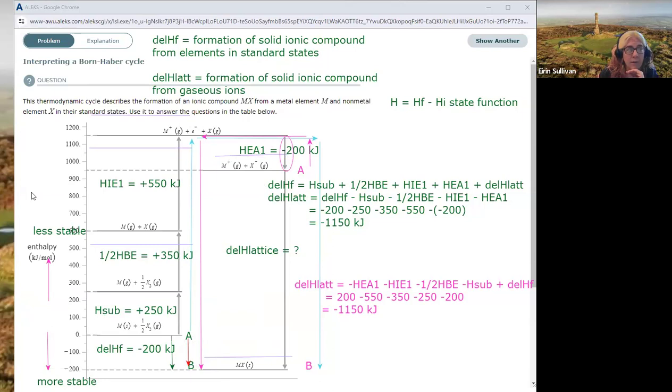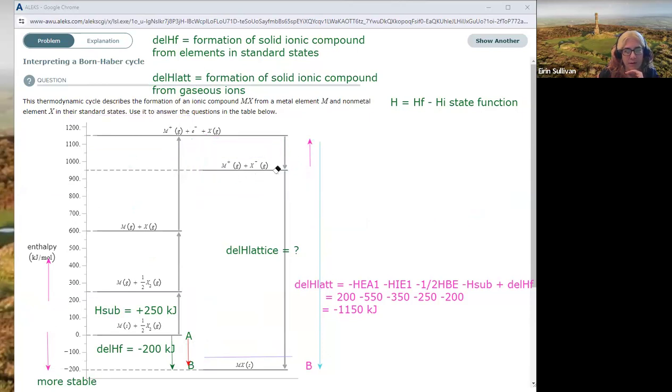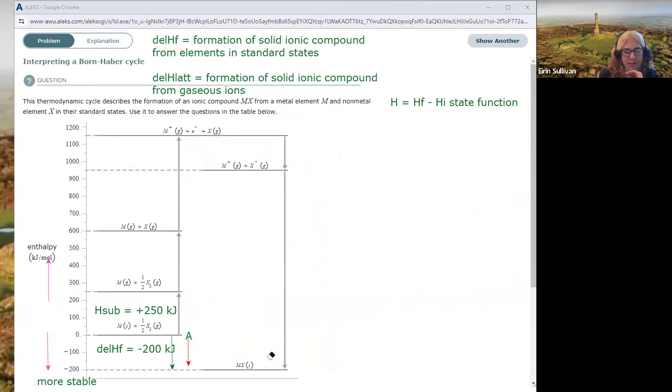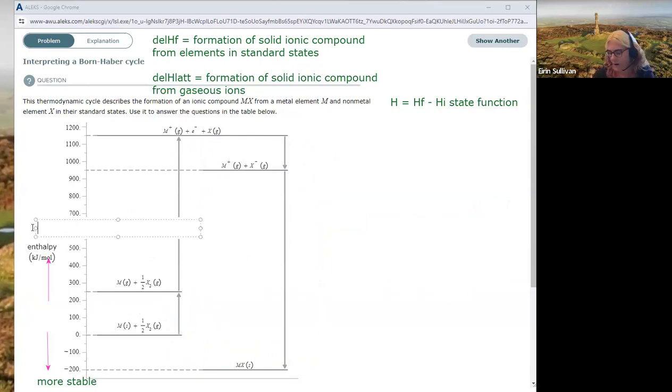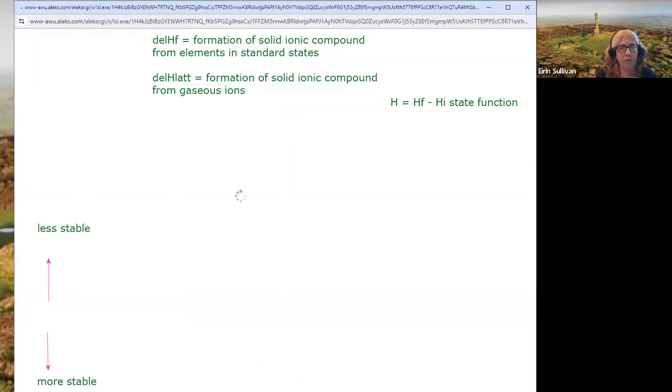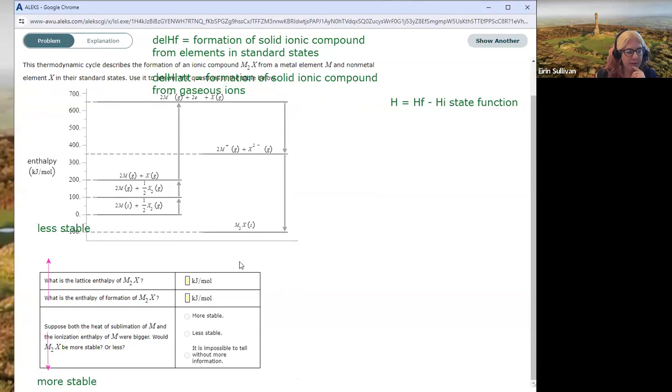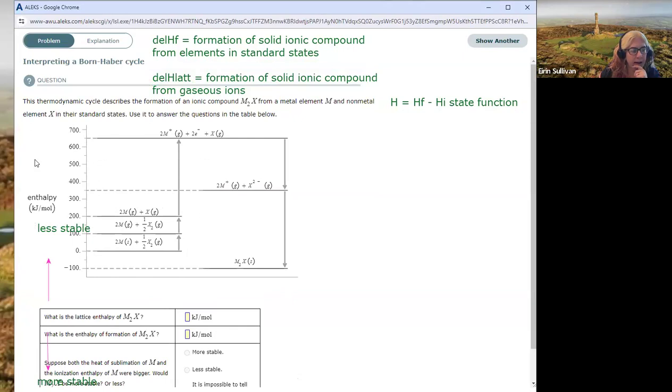Okay, so I'm just going to get rid of most of this stuff now just to show you a few more examples of just that bit, because I think that is the bit that most people struggle with on this, especially because you've got the scale you can read off the lattice energy, etc. All right, so let's see, less stable. Okay, so let's just work a couple of these through. I'm just going to generate a new problem just to get different options down there. So let's see. Suppose both the heat of sublimation and the ionization enthalpy were bigger. Okay, heat of sublimation and ionization enthalpy. So I'm trying not to forget.